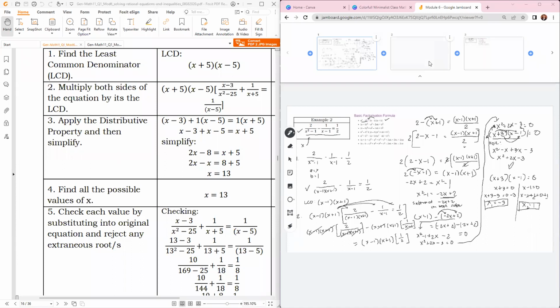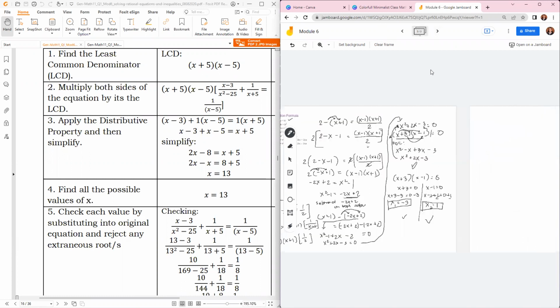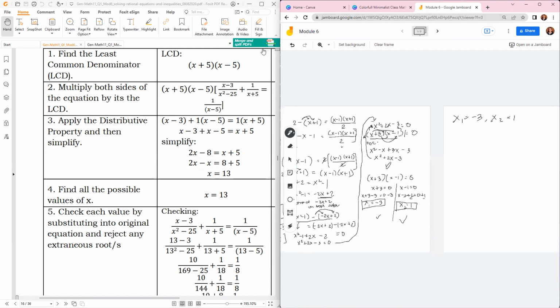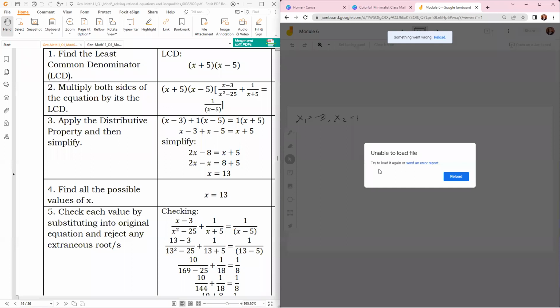Okay, so let's try to copy these two numbers down on the next slide. So, unsa to siya? x sub 1 is equal to -3 and x sub 2 would be equal to 1. And then let's try to copy this photo. Ano pa na siya here?